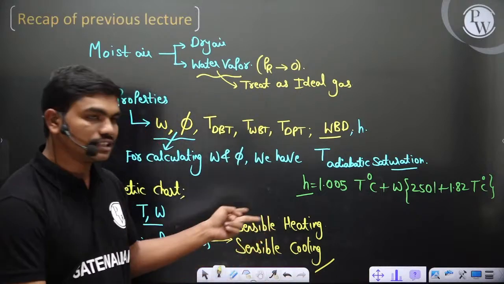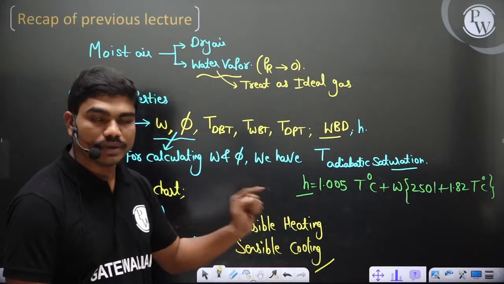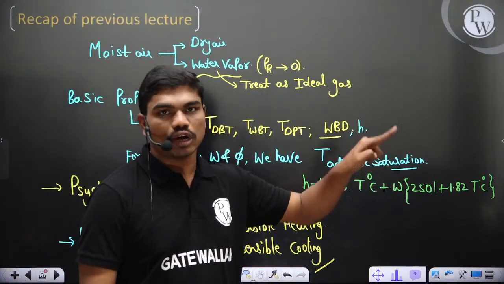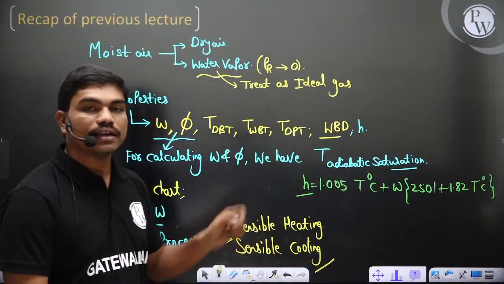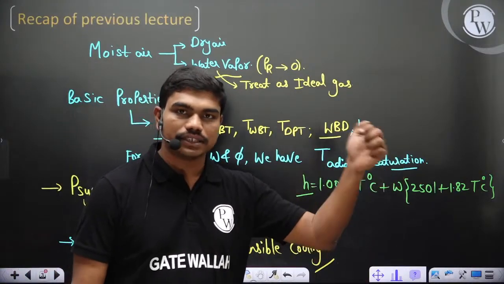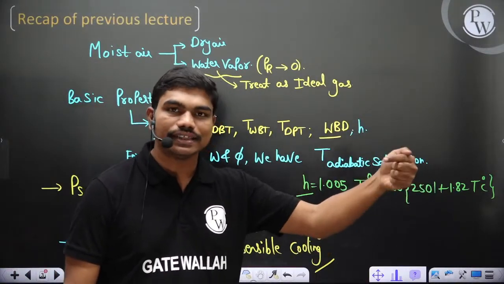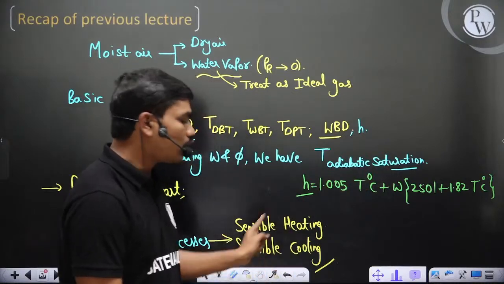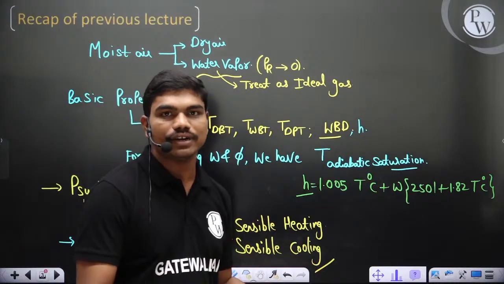Basically these two will be horizontal lines. One, sensible heating, will be in the direction of increasing temperature at constant specific humidity, and sensible cooling will be a horizontal line in the direction of decreasing temperature with constant omega. So these are the things that we have covered till the last class.